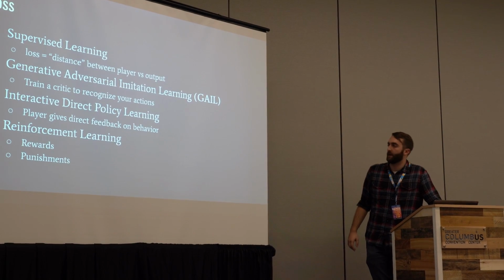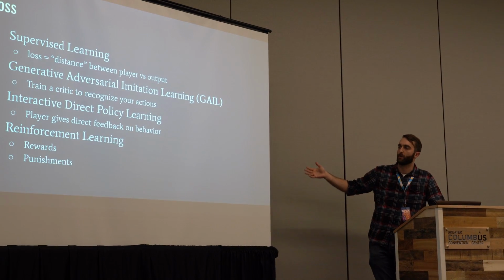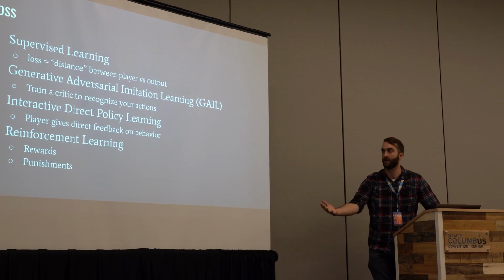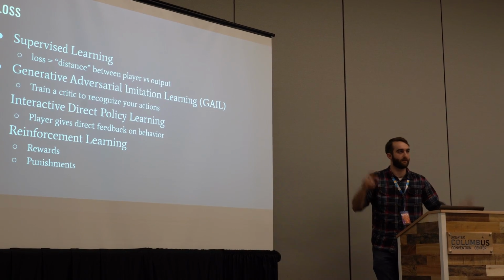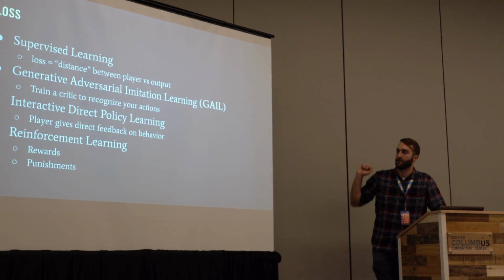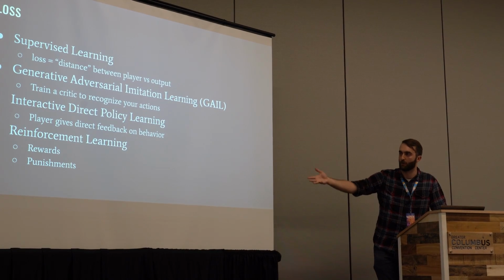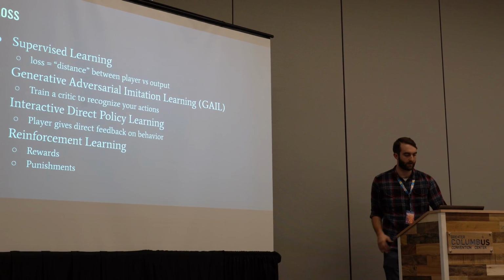And then finally you can do something like direct policy learning, which is instead of the player giving demonstrations and then the network training on that, it's more like that Tinder type game where you see some behavior and then you give feedback to the network saying, don't do that, that was bad, do this, that was good. And then we already talked about reinforcement learning.